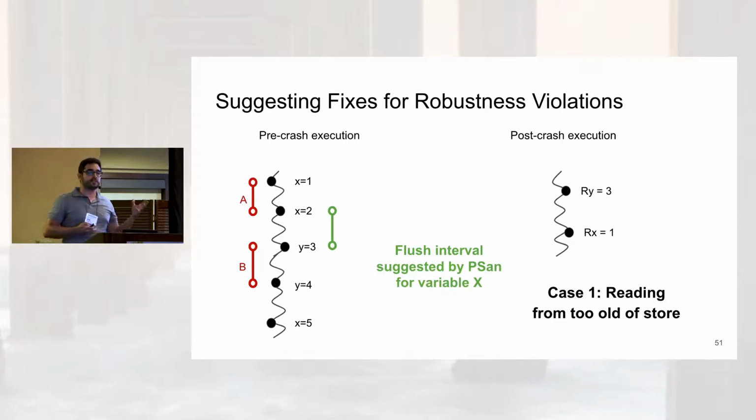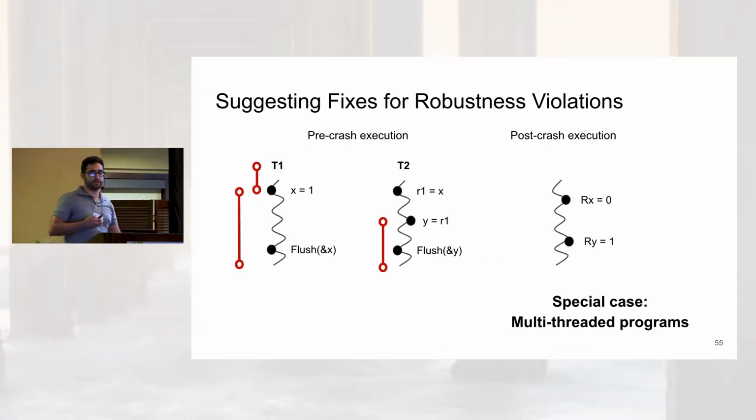The flush interval suggested by PSan starts from the ending of constraint A, the first constraint, and continues until the beginning of constraint B, which means that we need to insert a flush after the store x equal 2 and before the store y equal 3 for variable x.